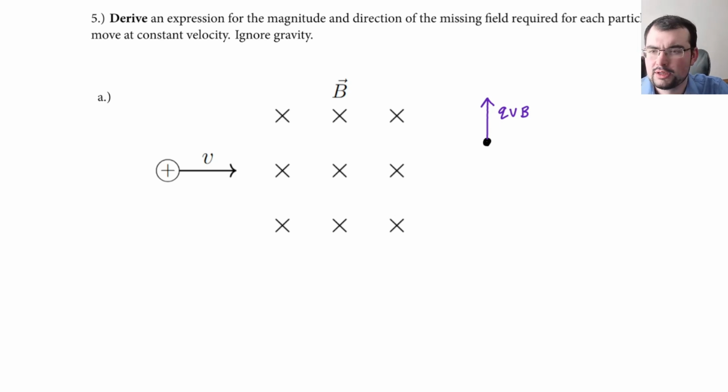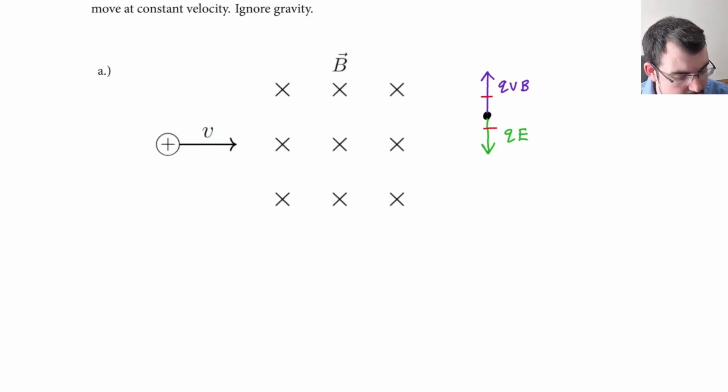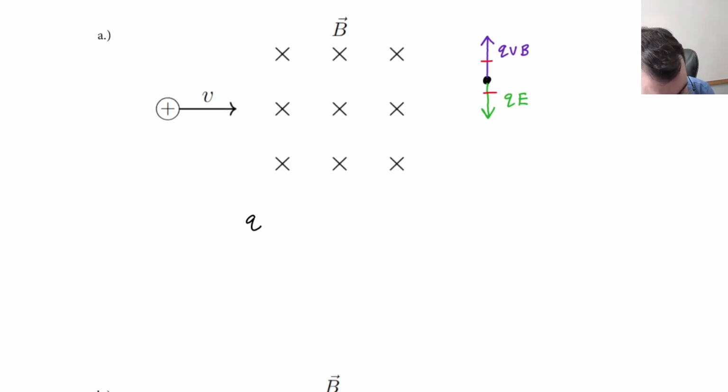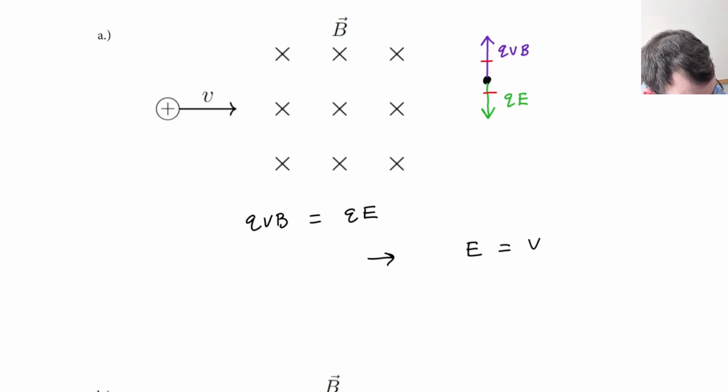Okay, pretty straightforward. That's just business as usual, right? QV, point my right thumb to the right into the page, so I got up. Okay, cool. So that means that to cancel, the electric force, QE, must be down. So we can set those quantities equal. QVB equals QE. So E is equal to VB.